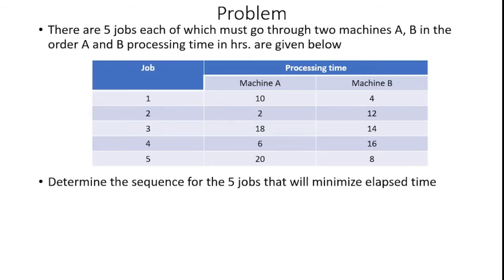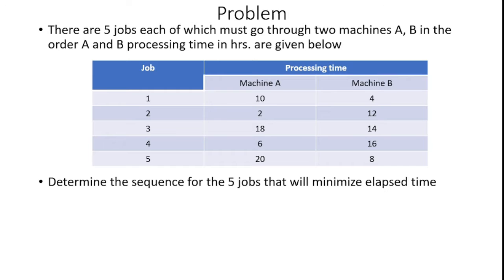For understanding the sequencing problem, I utilize the following problem. There are five jobs, each of which must go through two machines, A and B, in the order A and B. Processing times in hours are given below. For example, job 1 consumes a processing time of 10 hours with machine A and 4 hours with machine B.